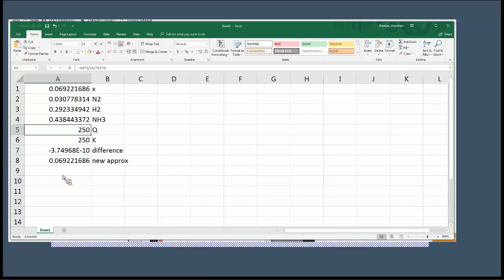The concentrations of nitrogen and hydrogen and ammonia, all three of them are listed here.